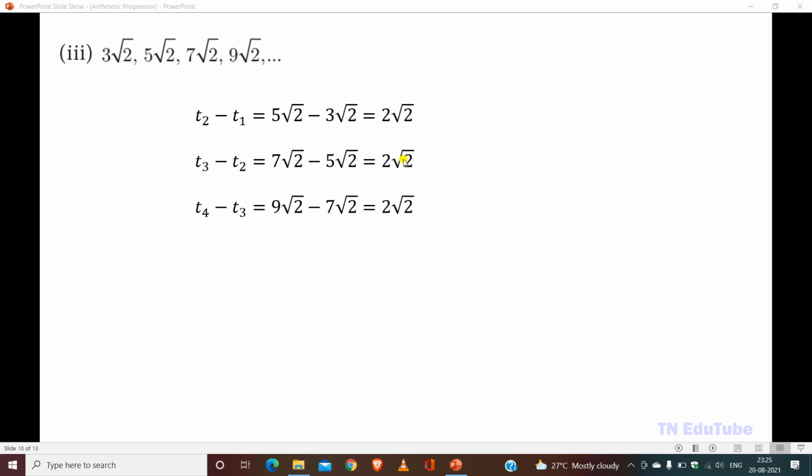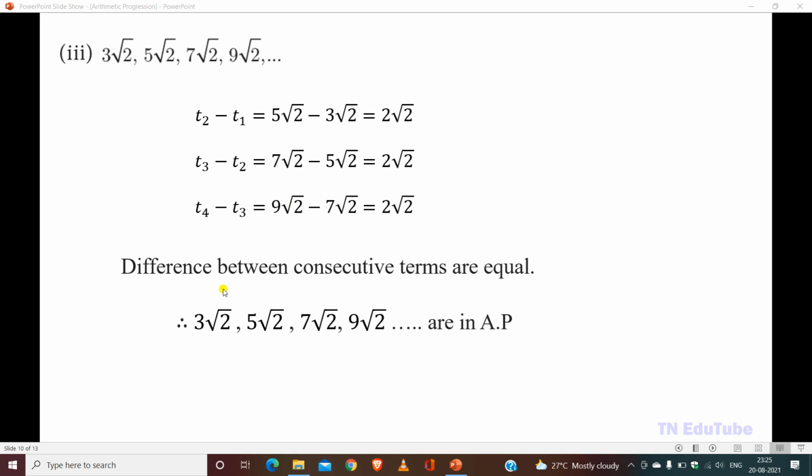Here the difference is constant. Same for all the terms. All the differences are same. So difference between the consecutive terms are equal. Therefore the given sequence are in AP.